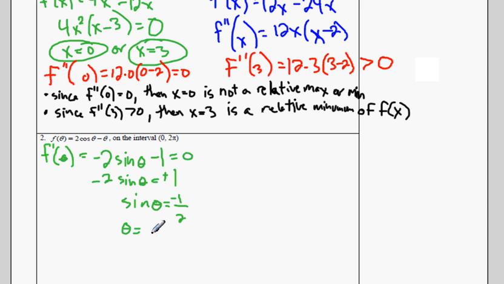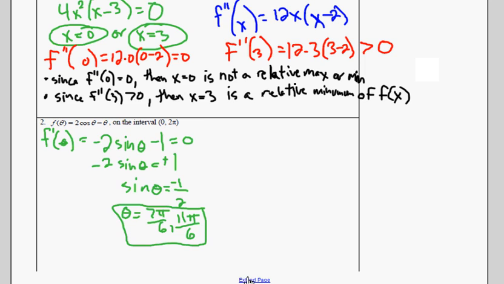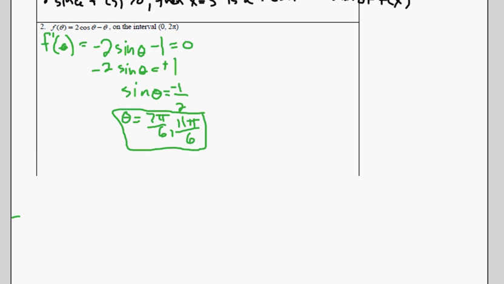Therefore, inverse sine on each side. 1 half is going to be pi over 6, but it's negative, and again, it's only from 0 to 2 pi, so it's going to be in the third and fourth quadrant. So pi over 6 is 30, so it's going to be 210 and 330, which is 7 pi over 6 and 11 pi over 6. Okay, so that's where the first derivative equals 0.